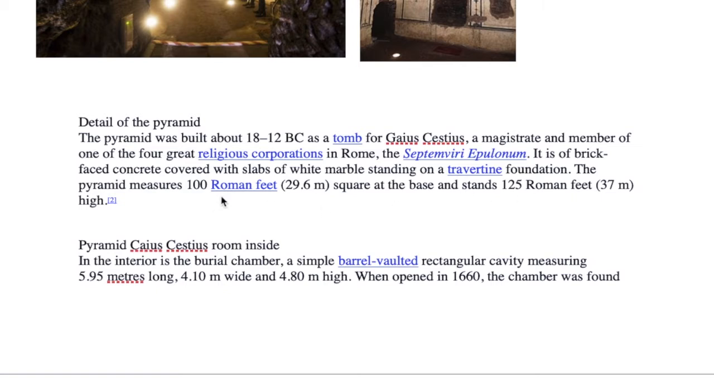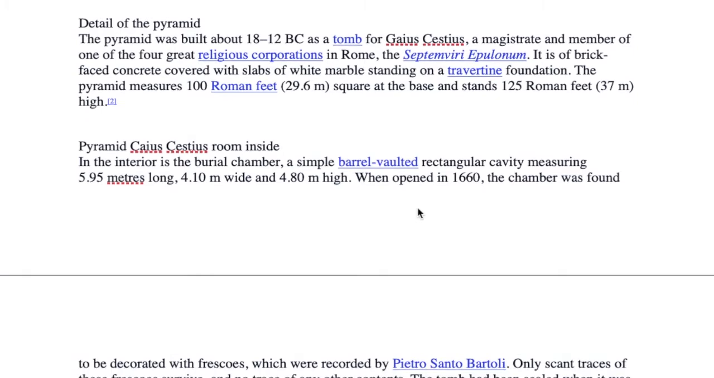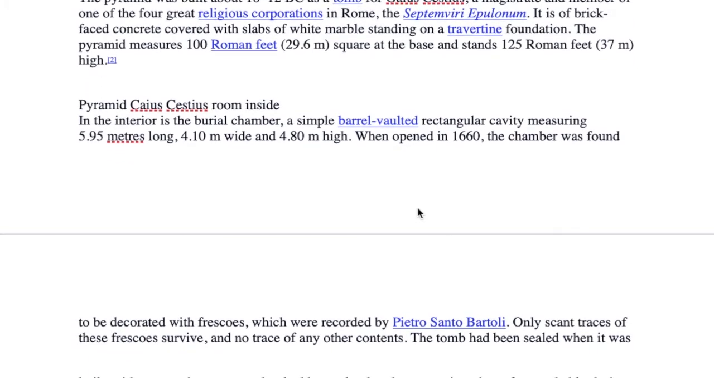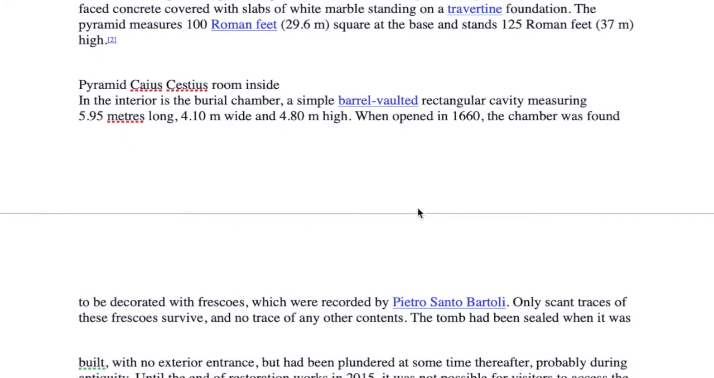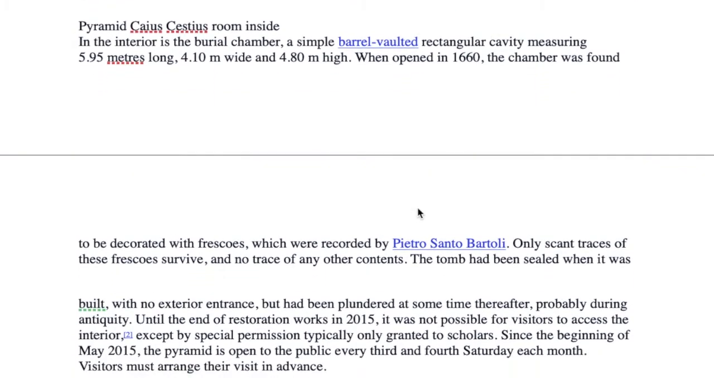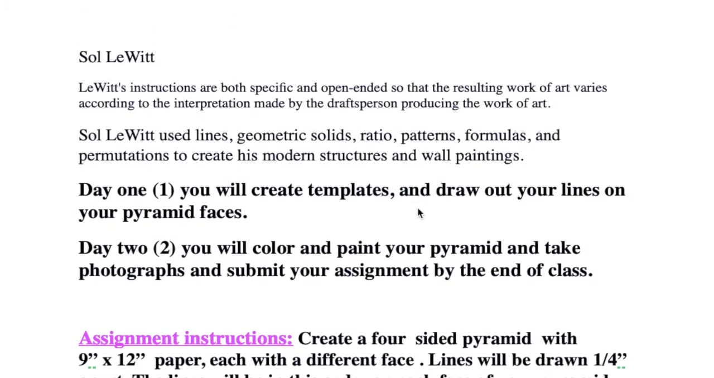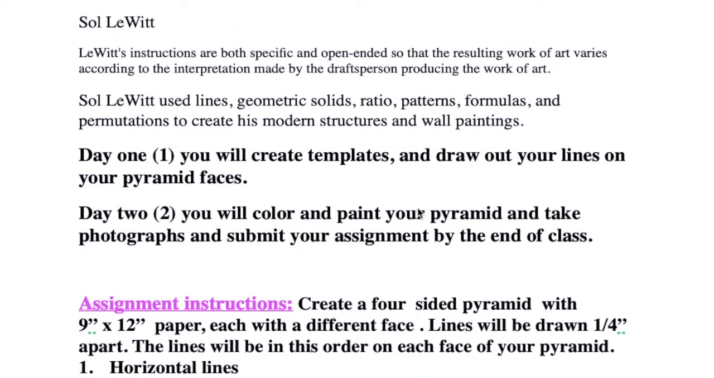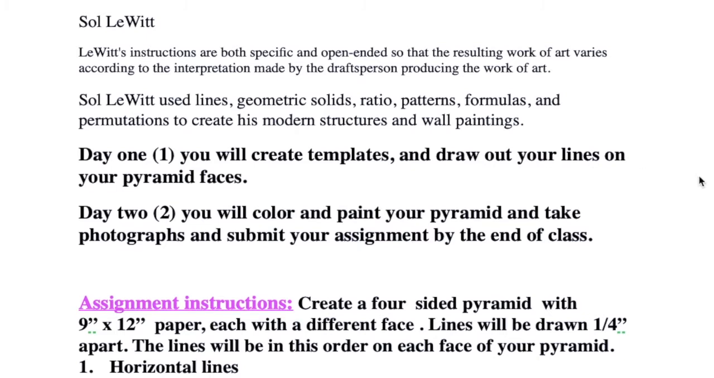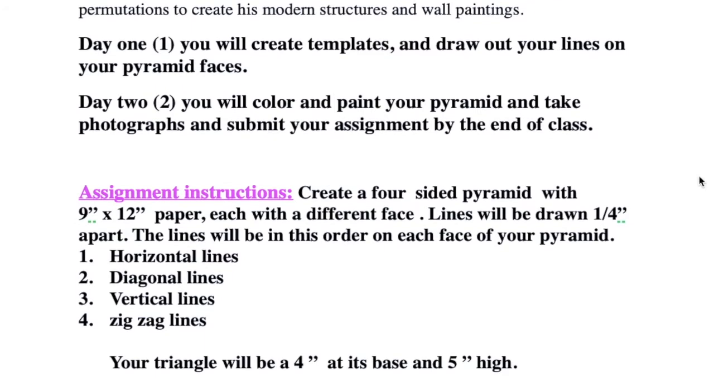Also, the dimensions were 100 Roman feet at the base and 125 Roman feet high. So I chose a ratio of 4 inches on the base and 5 inches to the apex to stay within this ratio of the pyramid of Gaius Cestius. We're continuing to work with the concepts of Sol LeWitt. He used lines, geometric solids, ratios, patterns, formulas, and permutations to create his modern structures and wall paintings.